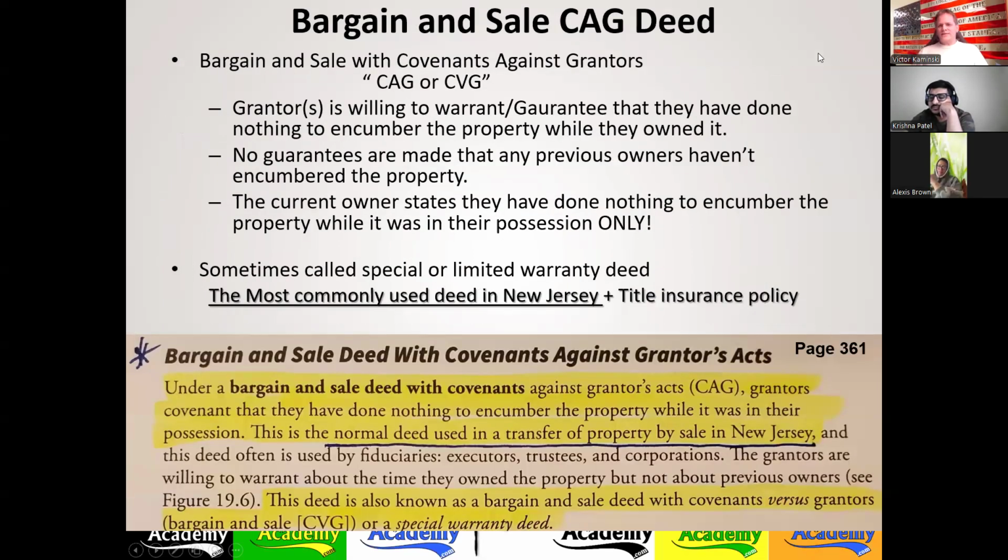Okay, then we have the bargain and sale deed with covenants against grantor's acts, also known as covenants versus grantors. In this type of deed, the owner who's signing it is just saying, I've done nothing to encumber this property while it was in my possession. But I'm not guaranteeing anybody who's owned it before me. For that, do your own due diligence, get a title search and a title insurance policy. Okay, so this is the most common type of deed used here in New Jersey. So it's a special or limited warranty deed because you're only guaranteeing that during the time you own the property you did nothing wrong to encumber it. You're not guaranteeing anybody that may have owned it before you.